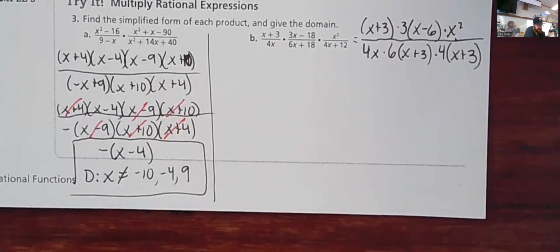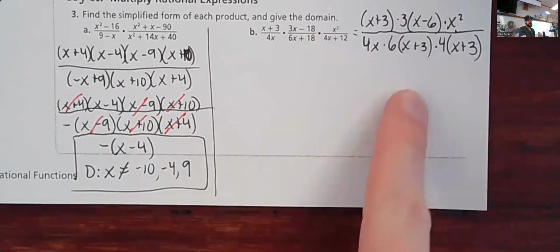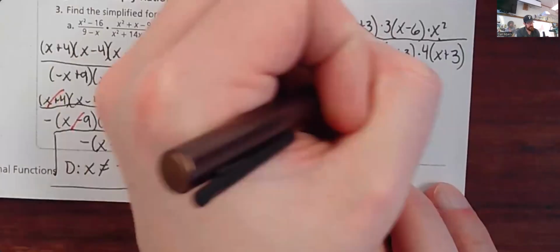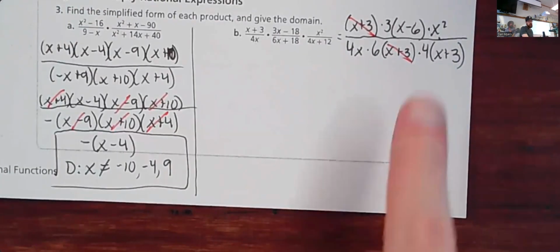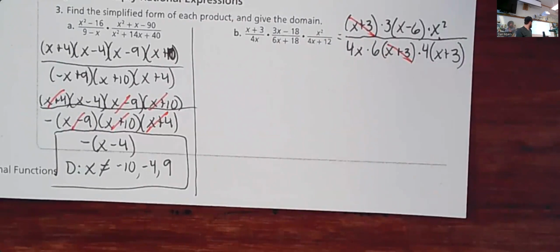In terms of what we can just divide out right away, I definitely see x plus 3 on the numerator and the denominator. So I'm going to divide out one of those, cancel one of those out. And then we're going to be able to do a little bit more in terms of simplifying and making this a little bit cleaner to look at.